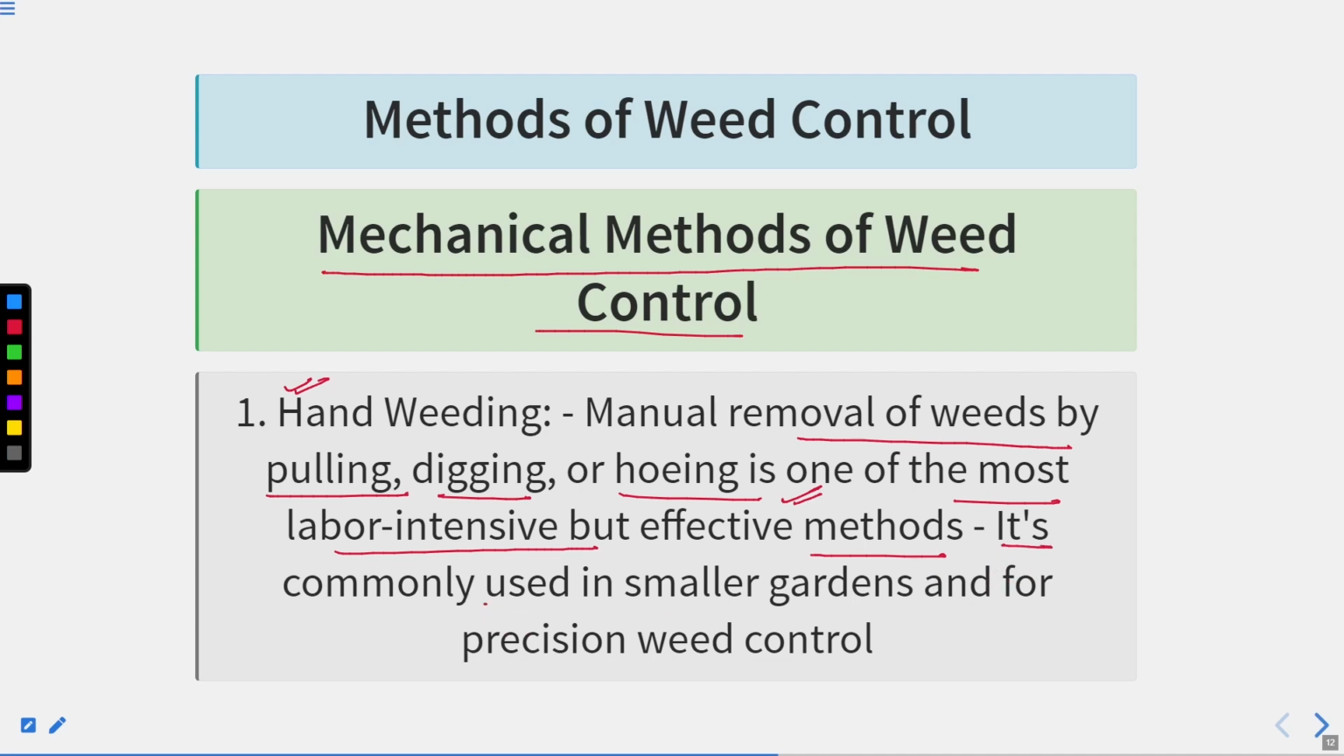It's commonly used in smaller gardens and for precision weed control. Yes, we generally do this in our garden, even in the kitchen garden. And if you have a small piece of cropland, then also you can go for hand weeding.